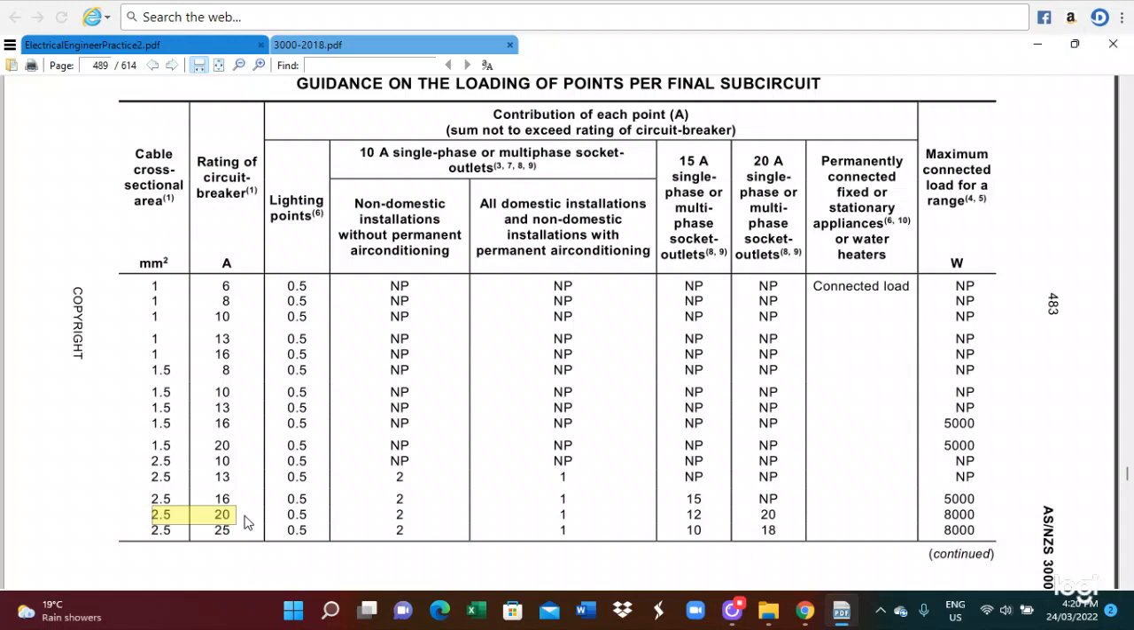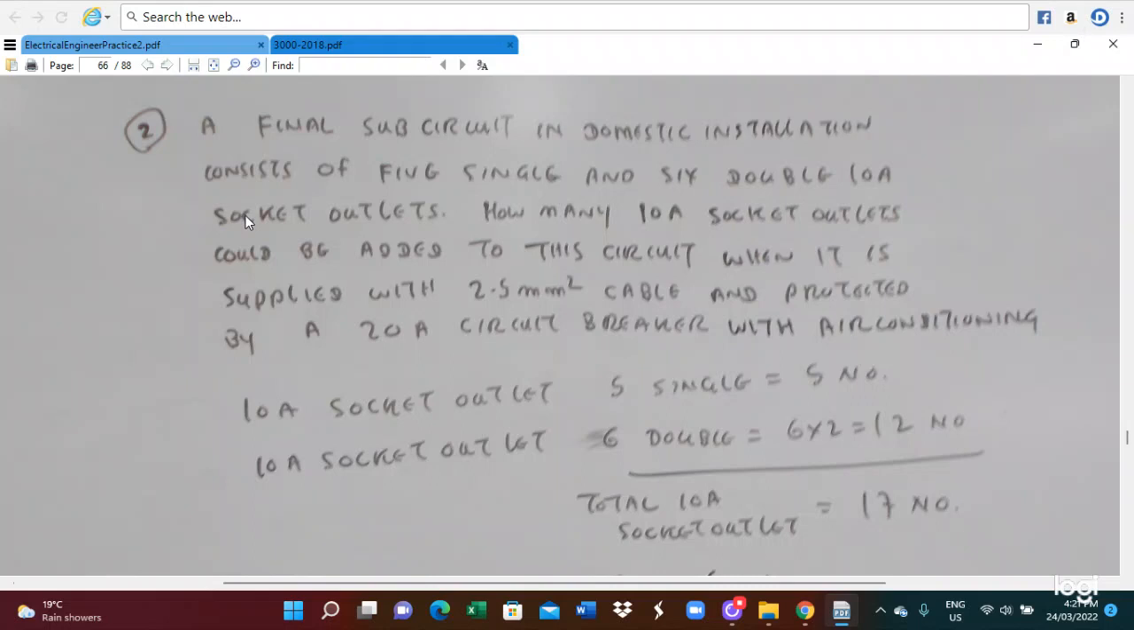In this case, if you install a lighting point, each light point will draw the 0.5 ampere per point. If you install a non-domestic installation without permanent air conditioning, each point takes the 2 ampere, and with permanent air conditioning, it will draw the 1 ampere. And so this is given here. So in this case, you can see the 10 ampere single socket outlet. So that can be how many socket outlets you can install.